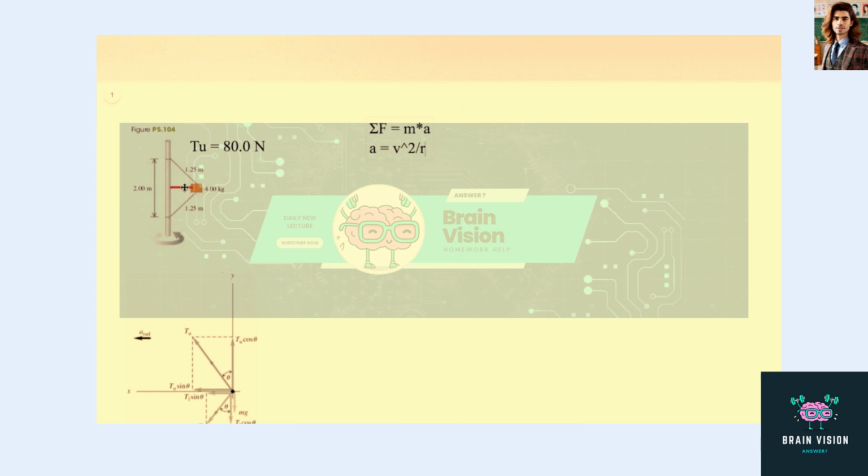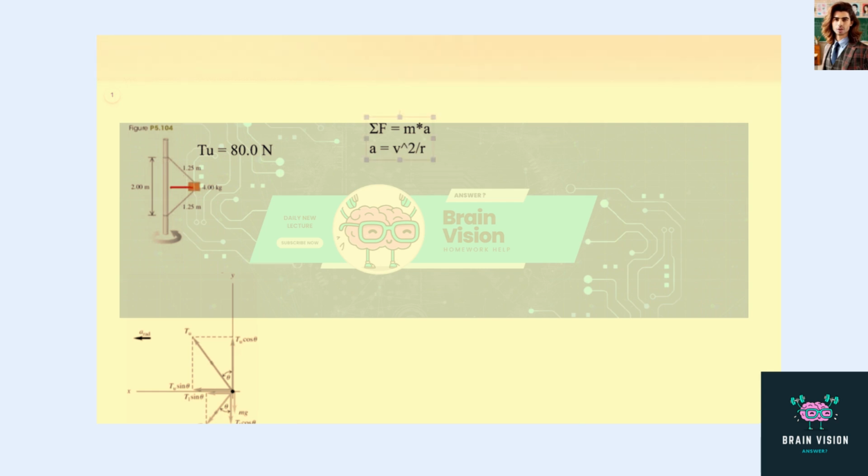I've put that here in red. We can see that this makes a triangle where this whole distance is 2 meters. That means that the height of this triangle is 1 meter, and the hypotenuse of this triangle is 1.25 meters.